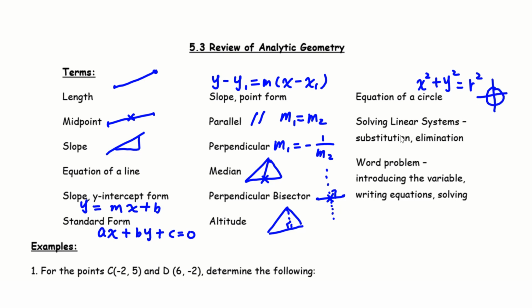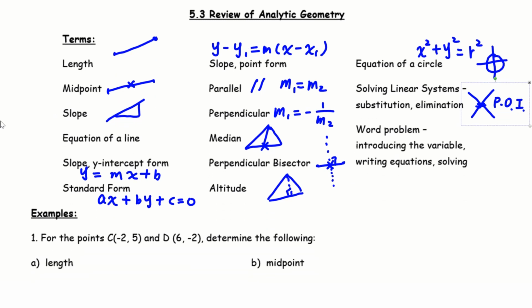R is the radius. Solve a linear system by using the substitution or elimination method. So linear system means we have two lines, and the solution is we are looking for the point of intersection. At this point, they have the same x and same y. And some word problems. You need to introduce a variable, then set up equations, and solve for the point of intersection. So this is what we are going to cover in this video.